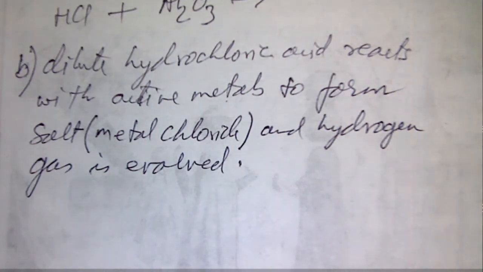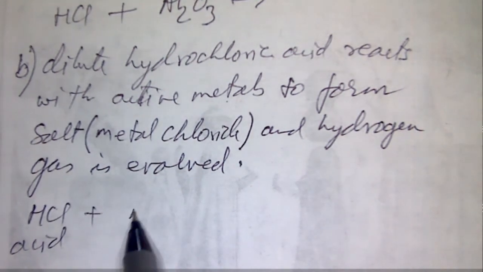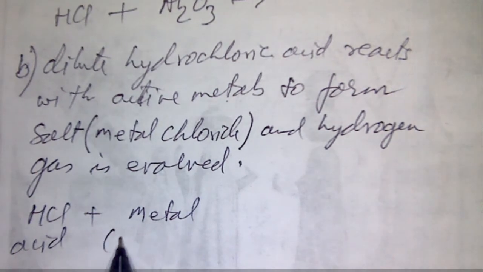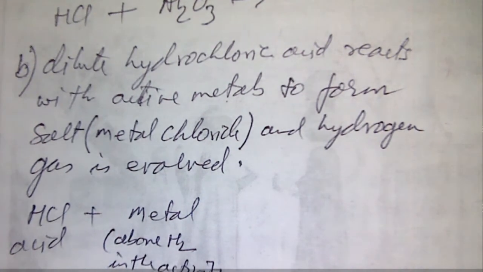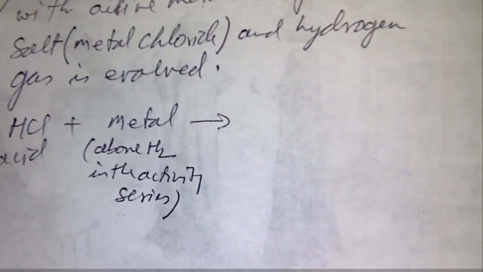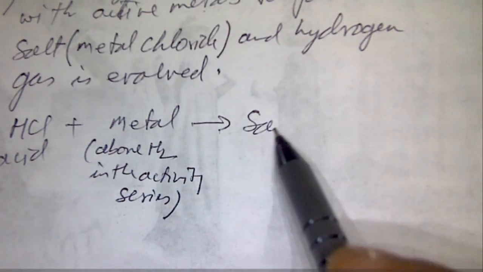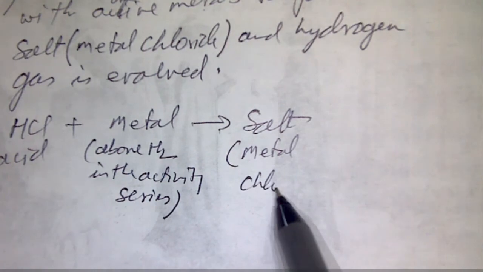So whenever acid reacts with a metal, salt and hydrogen gas is formed. So here also I'll again write down HCl. This is acid. We are adding metal, and this metal has to be above hydrogen in the activity series. What will it form? Remember, above hydrogen in the activity series, what will it form? Salt. Salt is again metal chloride.